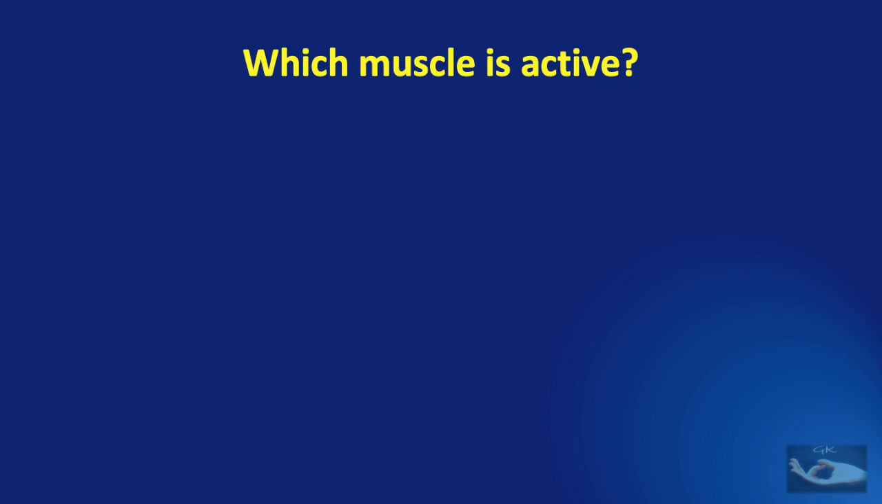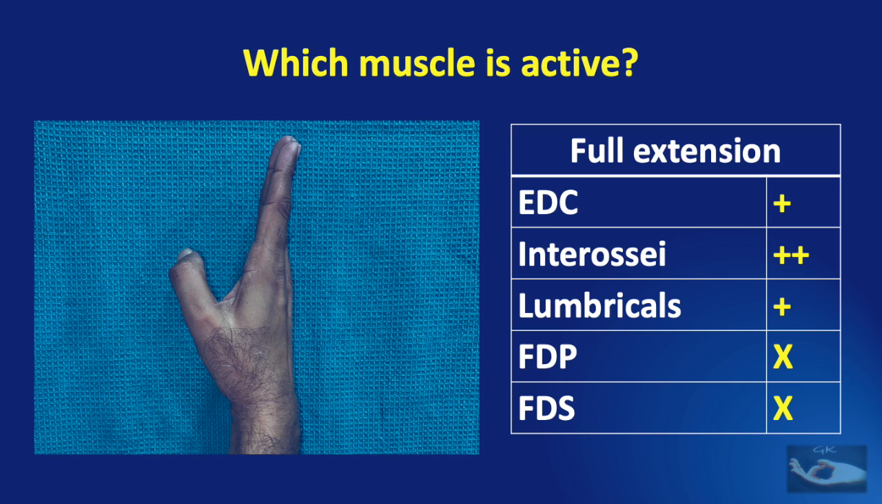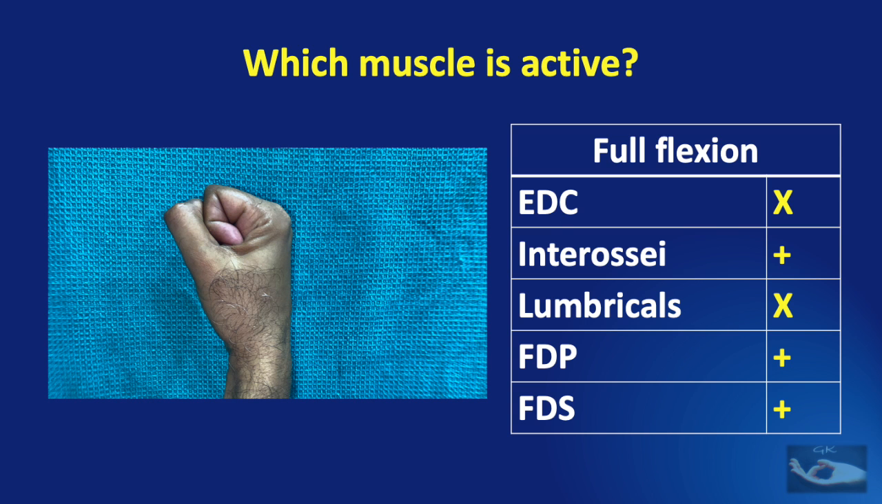Which muscle is active in which positions? In full extended position of the finger, the EDC is extending the MCP joint, the interossei and lumbricals are extending the IP joints, the FDP and FDS are not acting. In a fully flexed finger, obviously the EDC is not acting, but the interossei are flexing the metacarpophalangeal joint. Lumbricals are not acting because the interphalangeal joints are not in extended position, but the FDP and FDS are acting to flex the IP joints.